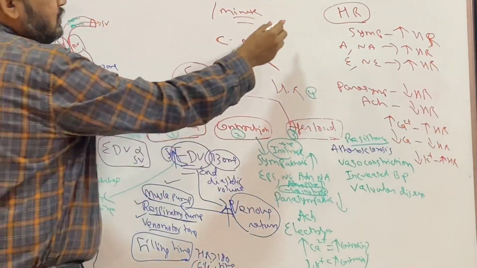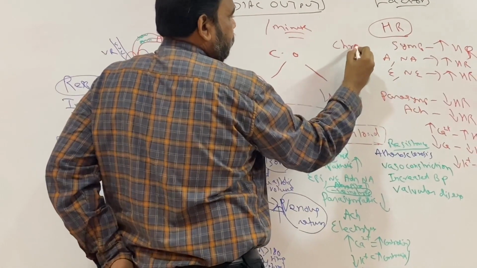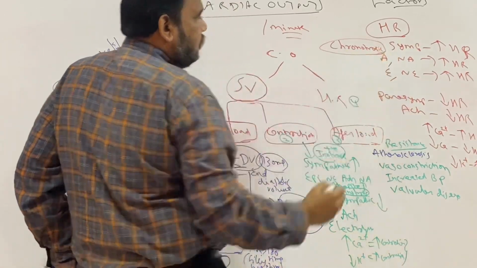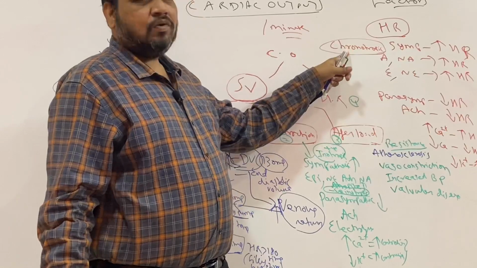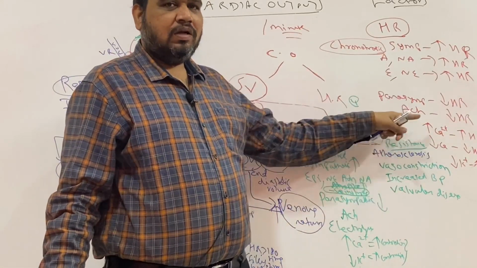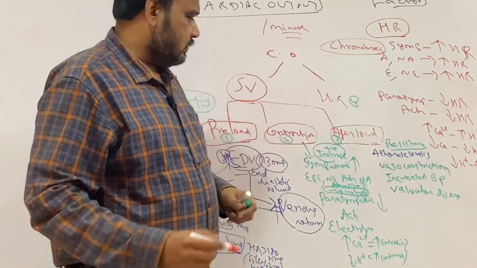So here we call these heart rate factors chronotropic. Whichever drugs increase heart rate, we call it positive chronotropic. Whichever drugs decrease heart rate, we call it negative chronotropic. So very important.